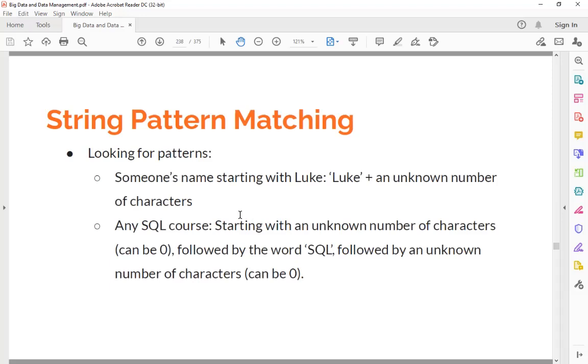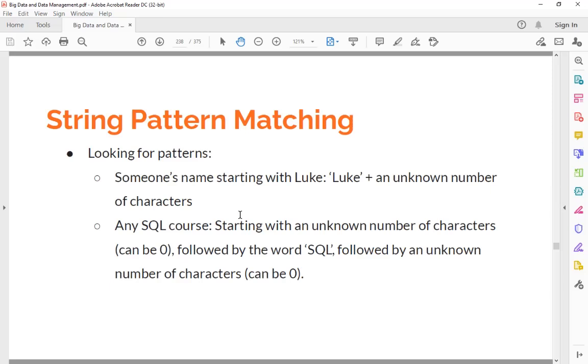What does this mean in a pattern matching world? This means you are looking for a student's name starting with Luke, plus an unknown number of characters following this Luke, right? It should be Luke, space, with whatever last name that you cannot remember. It will be Luke plus an unknown number of characters.